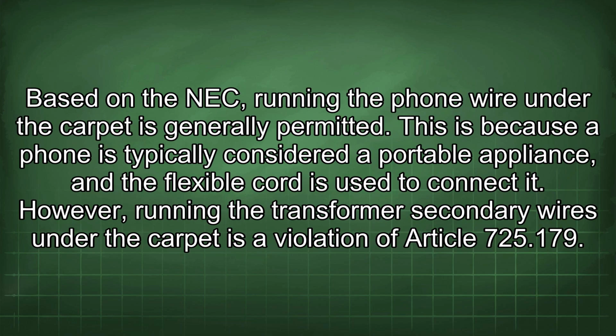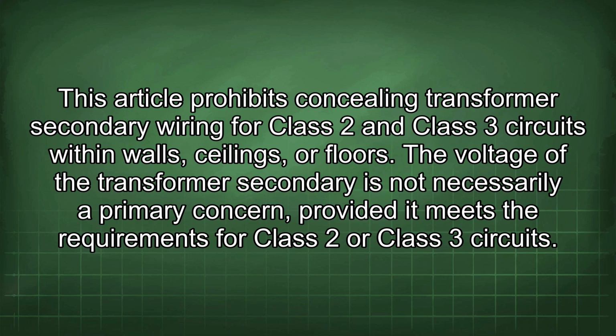Based on the NEC, running the phone wire under the carpet is generally permitted. This is because a phone is typically considered a portable appliance and a flexible cord is used to connect it. However, running the transformer secondary wires under the carpet is a violation of Article 725.179. This article prohibits concealing transformer secondary wiring for Class 2 and Class 3 circuits within walls, ceilings, or floors.